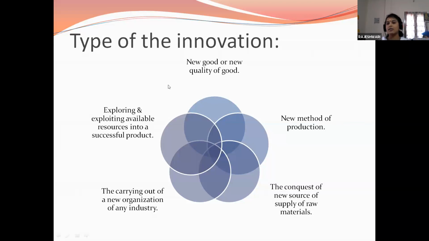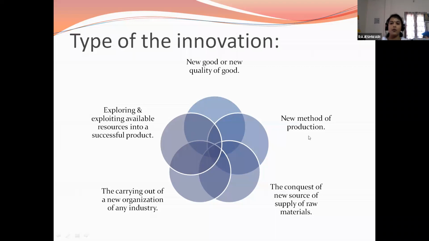We have to follow the creative things, and we have to put in some innovative ideas and creative technical ideas. What are the new types of innovation? New good, or new quality of good. Yes, quality. We are increasing the quality, and we are adding some new things that will attract people more. And if the quality is good, then definitely the brand and the product are very good, and in our market people will like that product more.